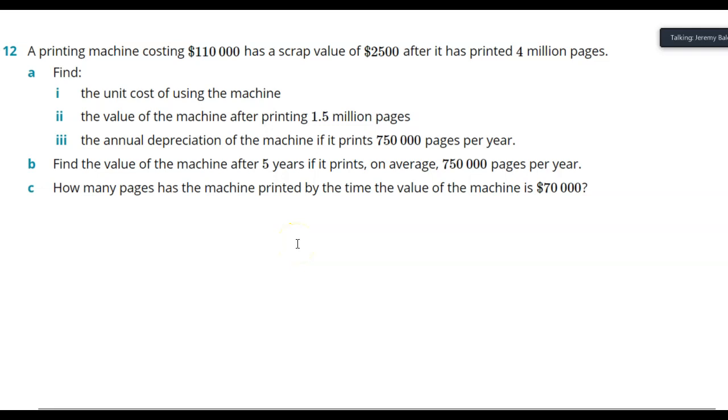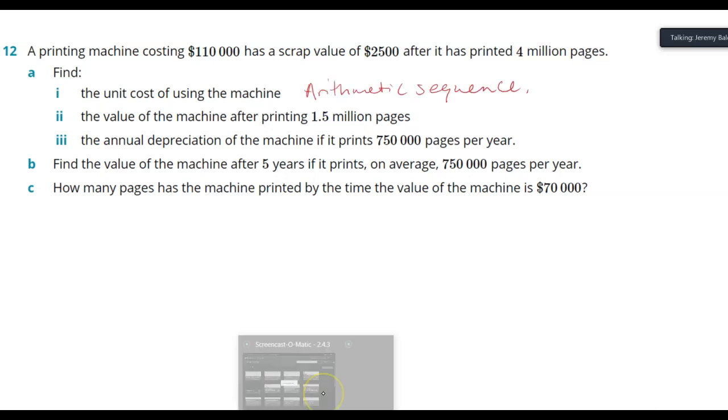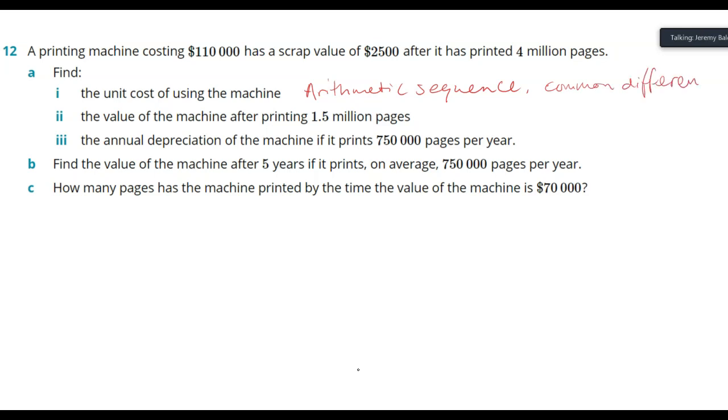Okay, so with this question, we're looking at unit cost depreciation, which is a type of arithmetic sequence. The sequence will go down by a common difference. So the common difference, which we often give the letter D, is actually the unit cost depreciation. For a photocopier or a printing machine, you're looking at the number of dollars per page. That's the unit cost depreciation. So that's what our D is, our common difference.